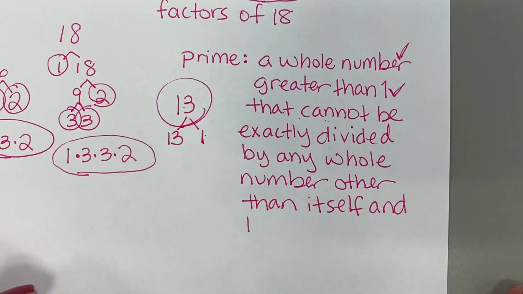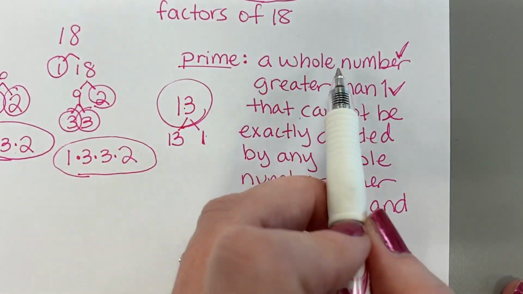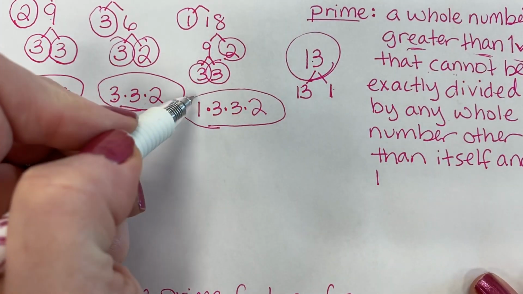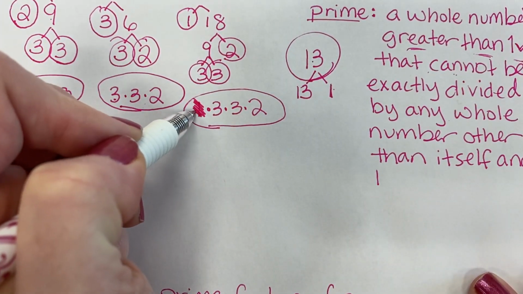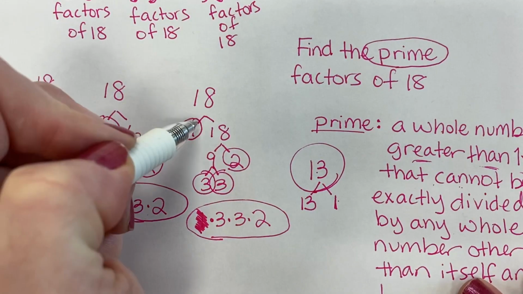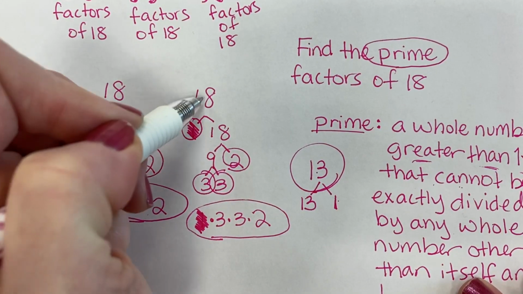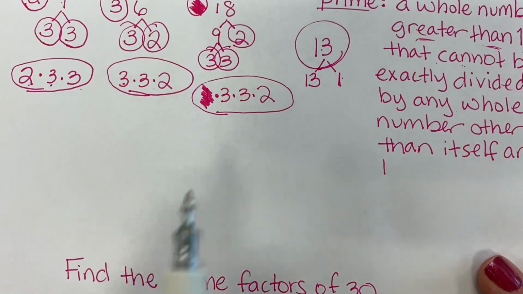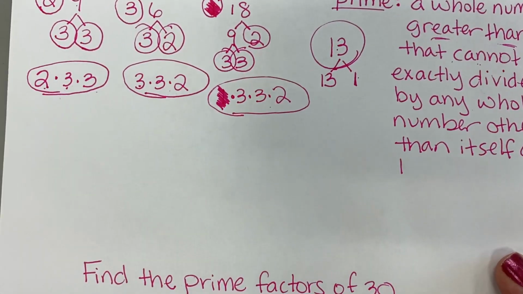Now, if you come over here, prime, a whole number greater than 1. So actually this 1 would be excluded from our primes, and I would actually exclude it up here. Even though it's a factor of 18, it's not a prime factor. So that takes it further to making these look exactly the same.